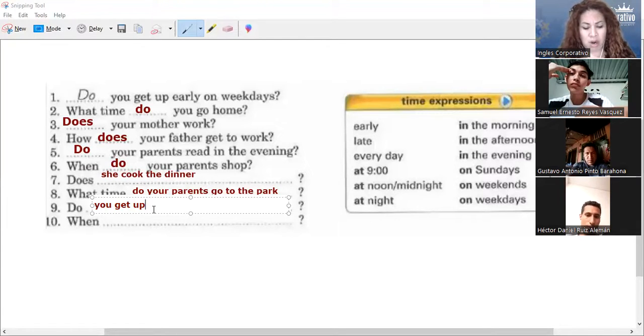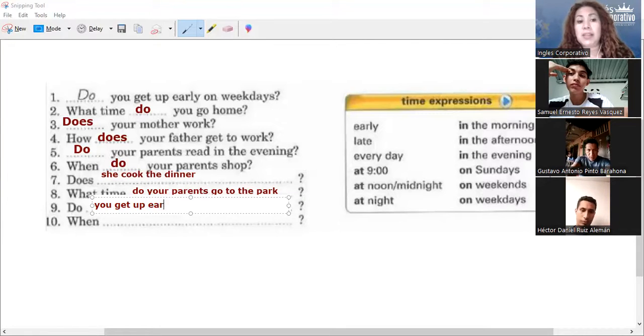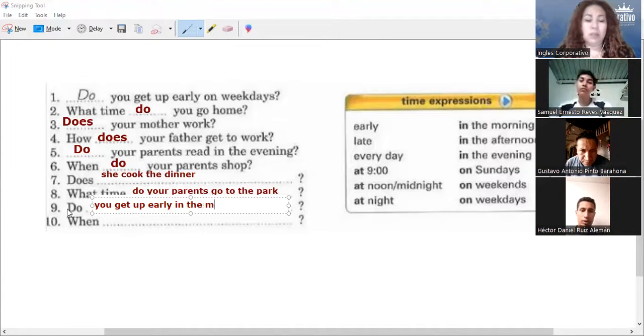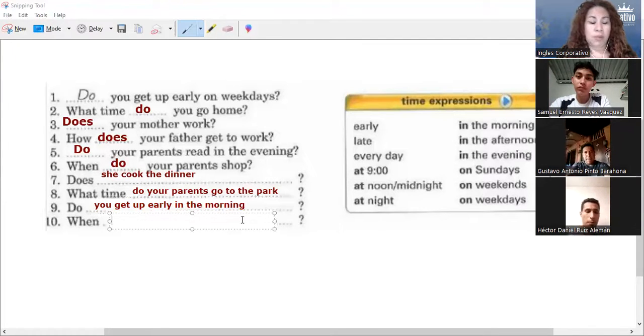Okay, but starting with do you get up? Maybe how about do you get up early in the mornings? Yeah? Do you get up early? Te levantas temprano en la mañana. Okay, eso sí tiene sentido. Pero te levantas en la mañana, casi todos nos levantamos en la mañana. En algún momento en la mañana. Okay, next. Last one? What is the last one?